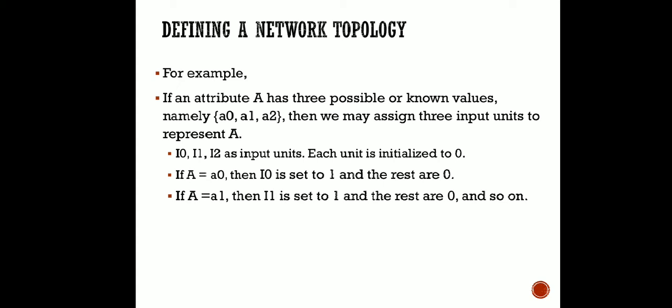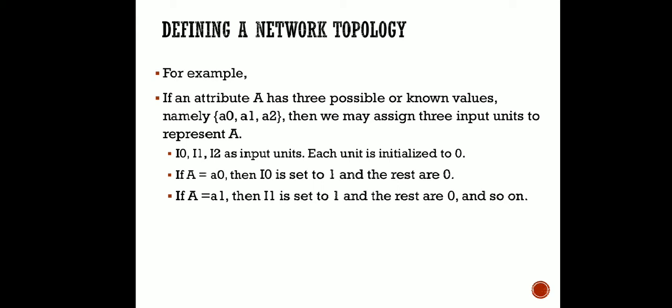Similarly, if A1 is active and A0 and A2 are inactive, then I1 will be 1 and the rest will be 0. If you remember, in our example there was an attribute named income, which had three different values: low, medium and high, right? So for this attribute, if we maintain three input units, whenever the low value holds, the high and medium will be 0 and the low value will be 1. For medium, the other two will be 0 and medium will be 1.